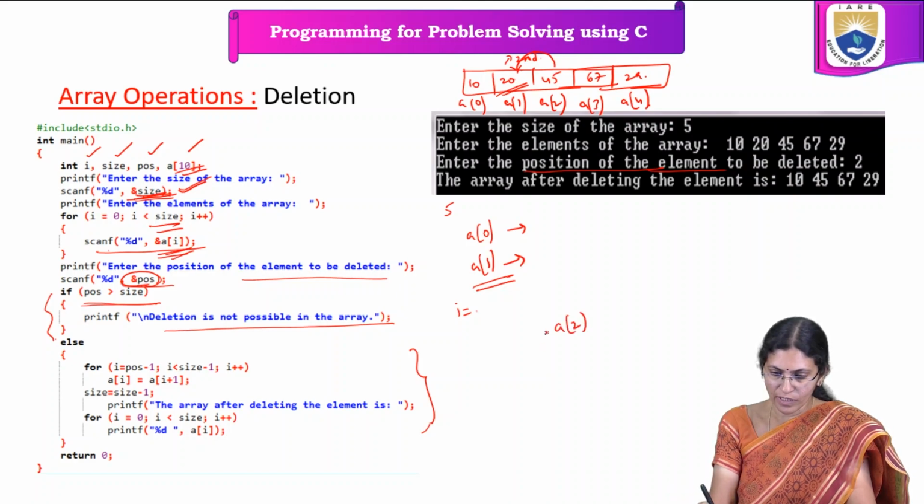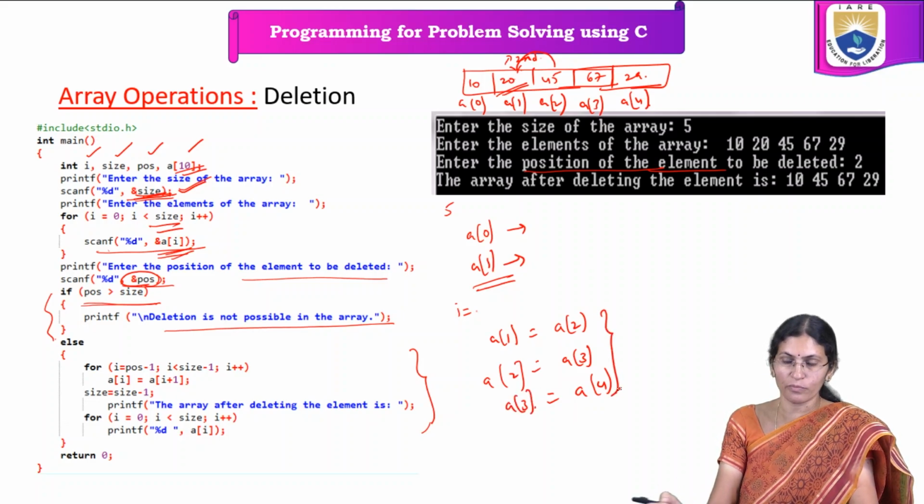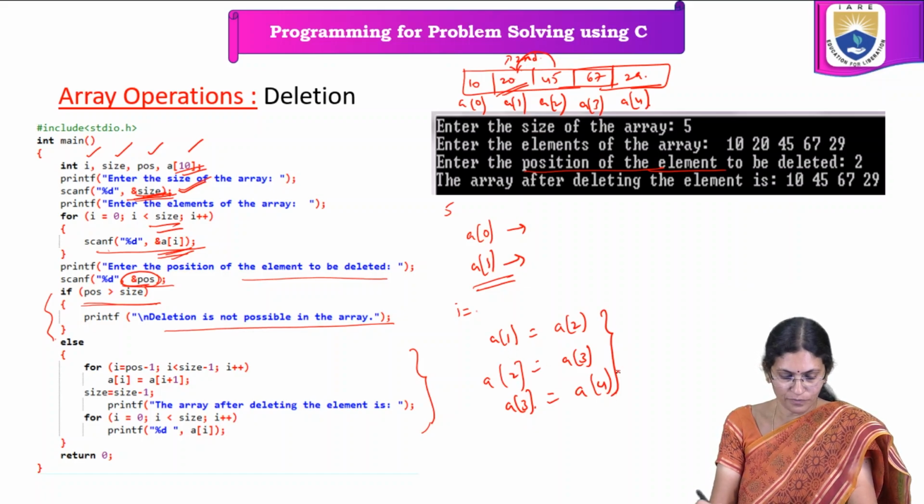A of 2 value has to be assigned to A of 1, and then A of 3 value has to be assigned to A of 2. A of 4 value has to be assigned to A of 3. So these are the steps to be carried out. In order to perform this, we need to use a for loop. These steps are carried out in the for loop.